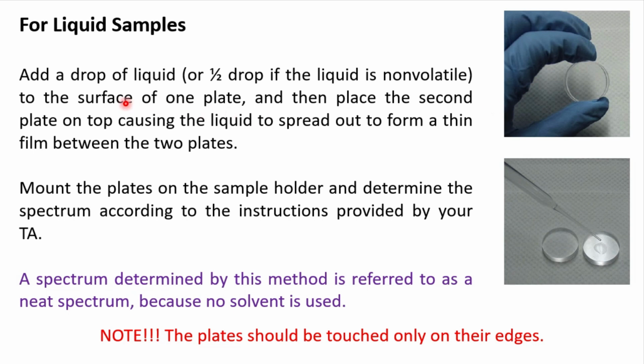So for a liquid, you can add a few drops to one surface of the plate, and then you close it with the other surface, bringing them together, causing the liquid to spread out evenly, right? So your sample can be run. Now, one thing you need to know is that the surface of the plate should not be touched. So make sure you only handle the plate by the edges.